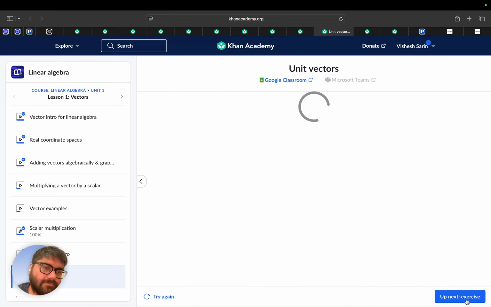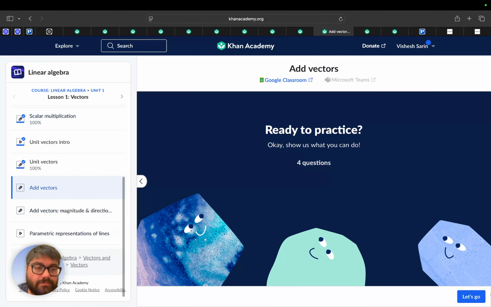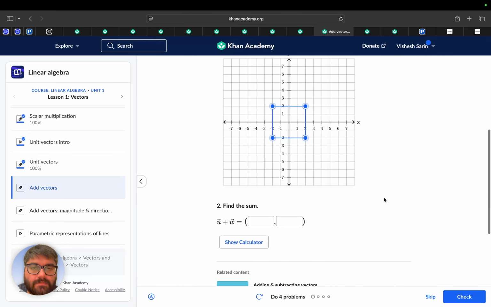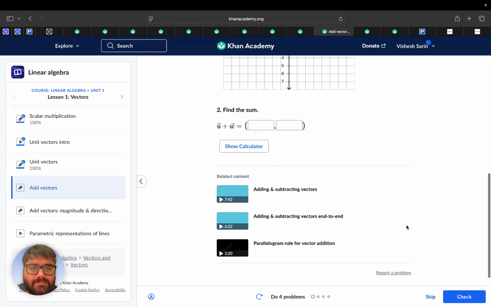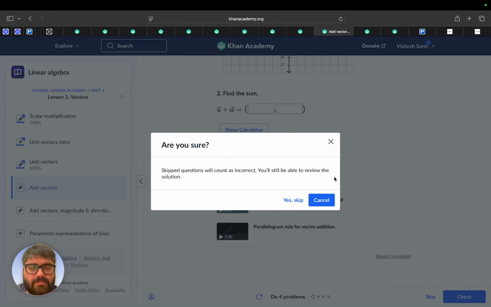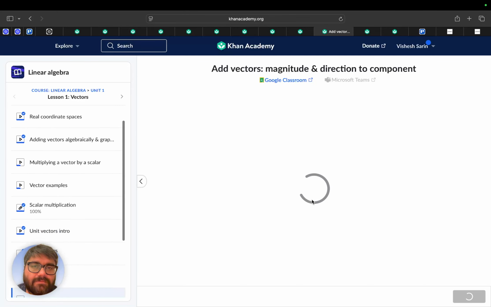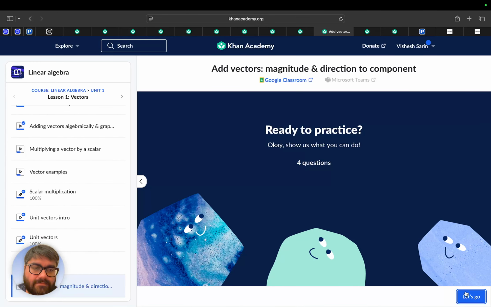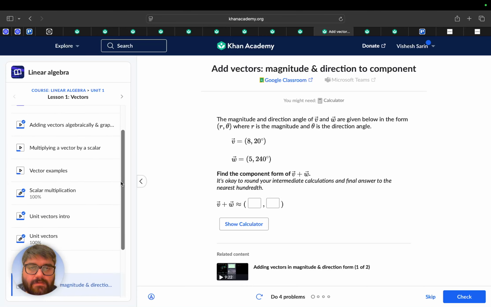There's another exercise. Adding vectors. Fun. Okay. Draw the resultant parallelogram. Skip. You know what? Screw this. It's not. Oh, what?